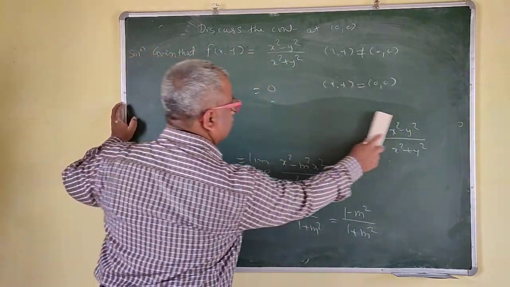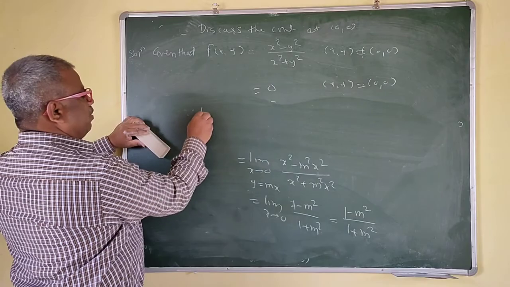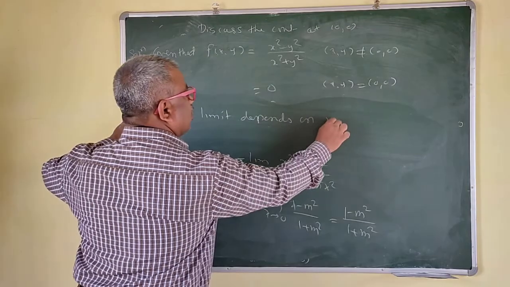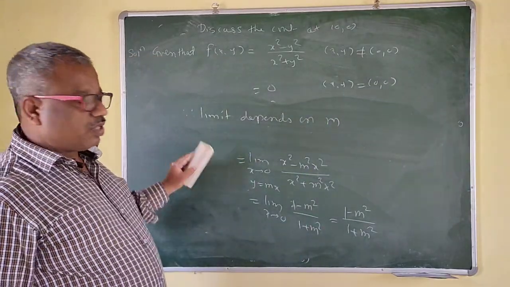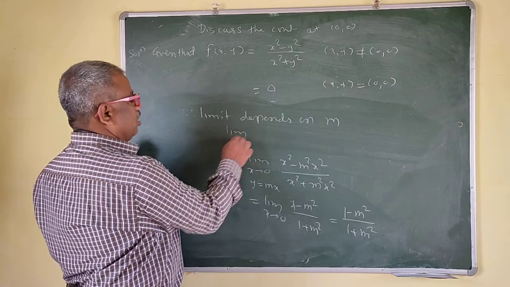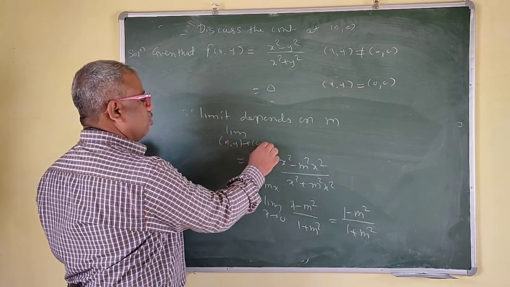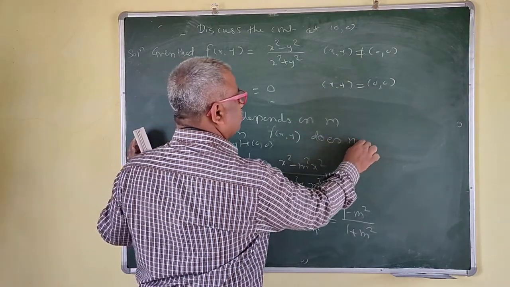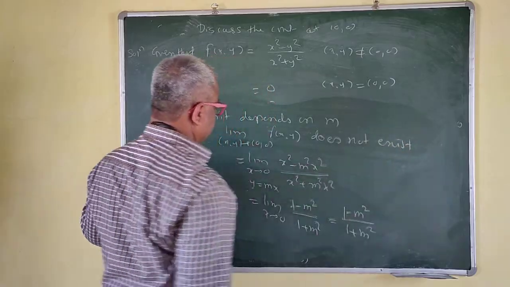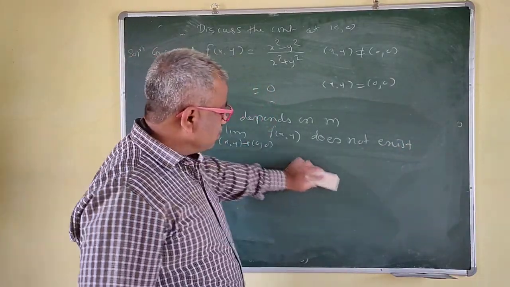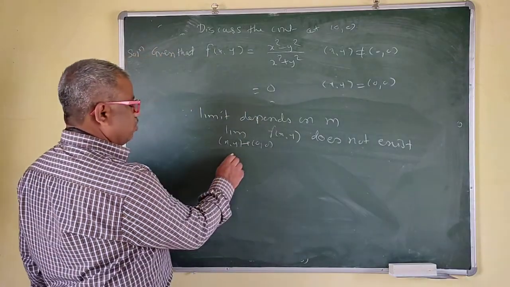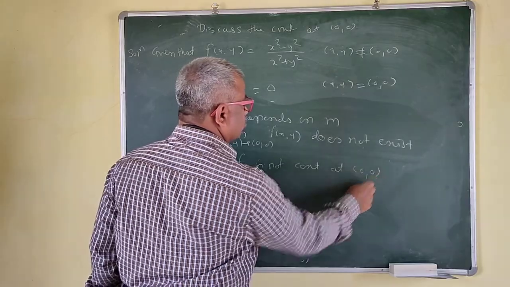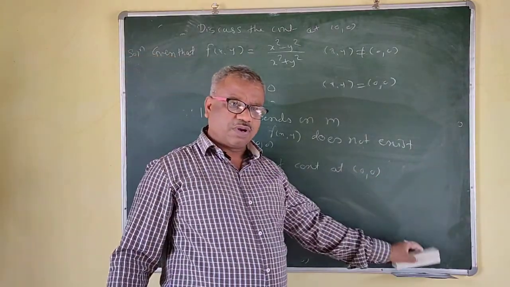So therefore the limit depends on m, and if the limit depends on m, then we know that the limit does not exist. So therefore the limit as (x,y) tends to (0,0) of f(x,y) does not exist. The limit does not exist means the function is not continuous. So therefore f is not continuous at (0,0). Now the problem is over. So very simple problem.